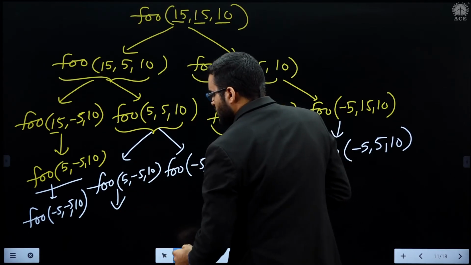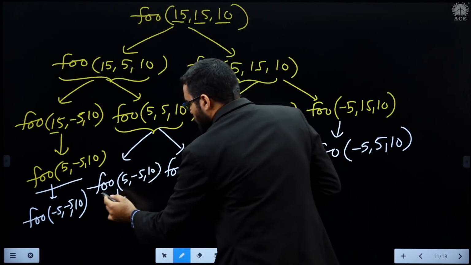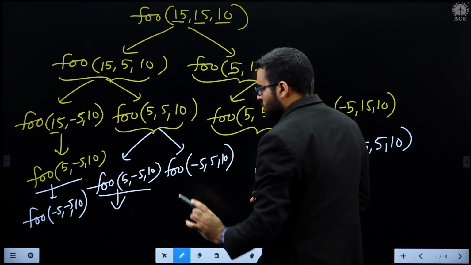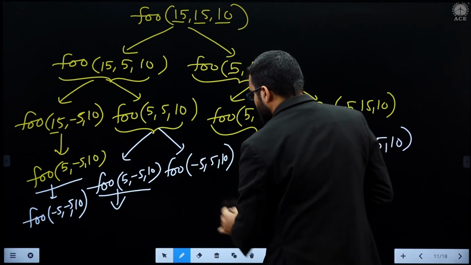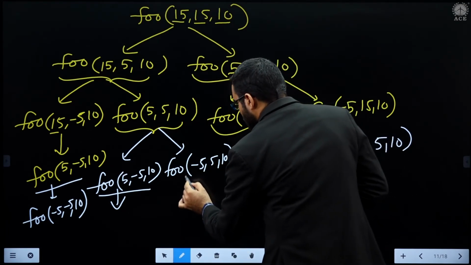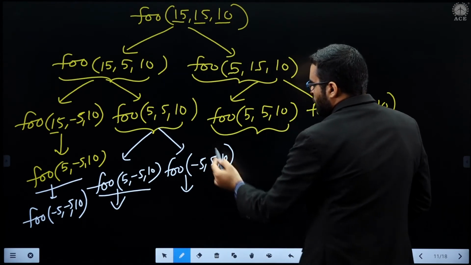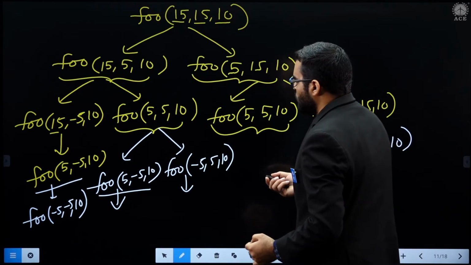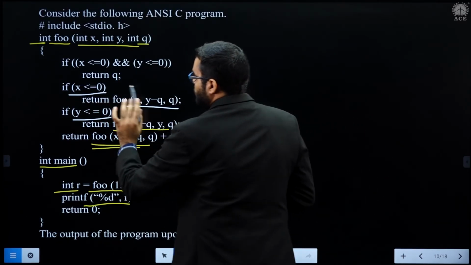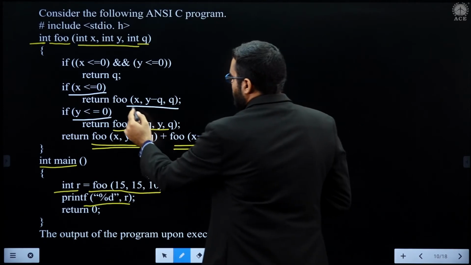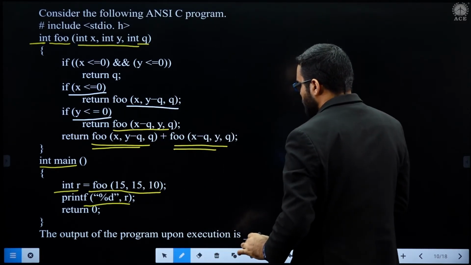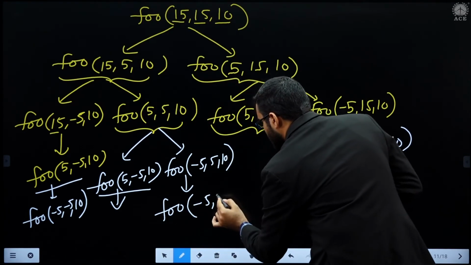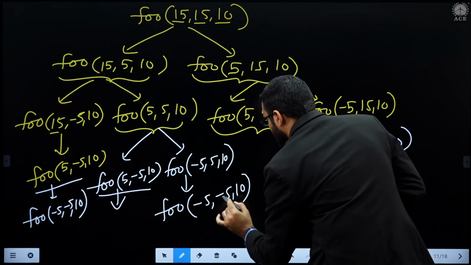Okay. And here again the same scenario, because this is foo of 5, minus 5, 10, so I don't have to calculate it again, because this function call and this function call both are exactly the same, so I will reuse. Similarly, what is this value? Minus 5, 10. Here the value of x is negative and the value of y is 5. Because x is negative and y is greater than 0, I will call foo of x, y minus q, q. So here I will do foo of minus 5, minus 10, that is minus 5 and 10.